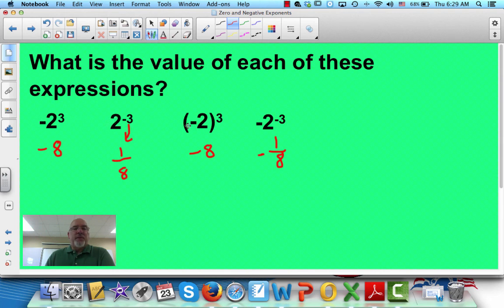Okay, in each one of these circumstances, there was a negative sign in front of the number that lets you know that it was going to be a negative answer. The exponents have nothing to do with whether or not it's going to be a negative answer. So don't get confused and see 2 to the negative 3 and think that's going to be a negative answer. They're only negative if they have a negative sign in front of them.